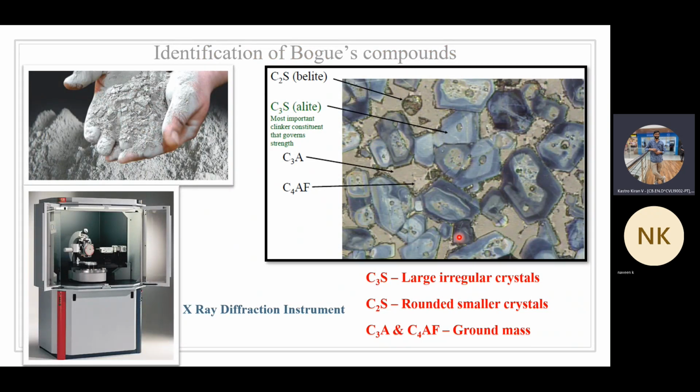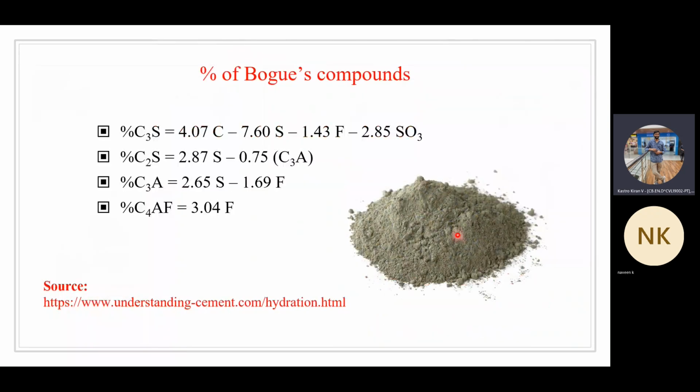But if you want to find out the quantity, then you have to go with this formula: the percentage of C3S, percentage of C2S, C3A, and C4AF. Here C represents calcium, S represents silica, F represents ferrous, SO3 represents sulfates, and C3A represents tricalcium aluminate. That's where you can find out the percentage of Bogue compounds available in a sample of cement. Fine.